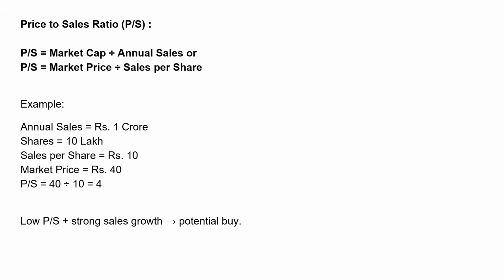What is price to sales ratio? Price to sales ratio is found out by using this formula: market capitalization divided by annual sales, or market price divided by sales per share. Finding out using the formula is very easy.